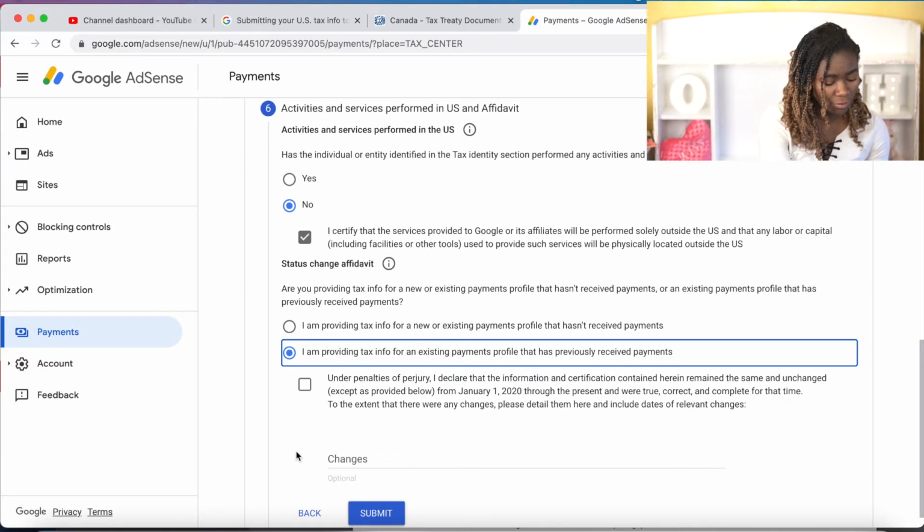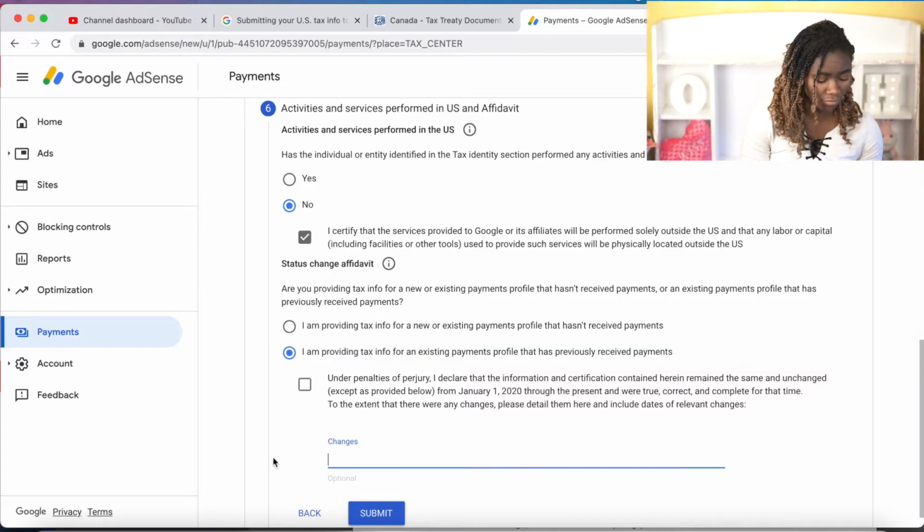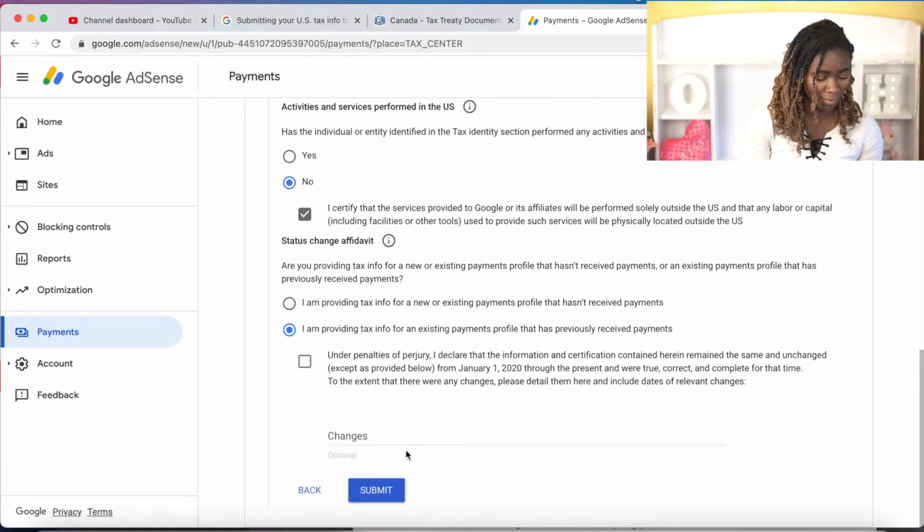Under the penalties of perjury, I declare that the information and certification contained herein remained the same and unchanged, except as provided below, from January 1st, 2020 through the present, and were true, correct, and complete for that time. To the extent that there were any changes, please detail them here and include dates of relevant changes. There haven't been. Submit.